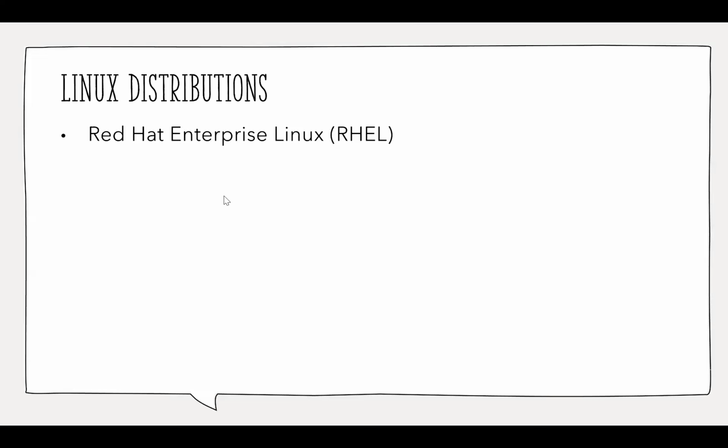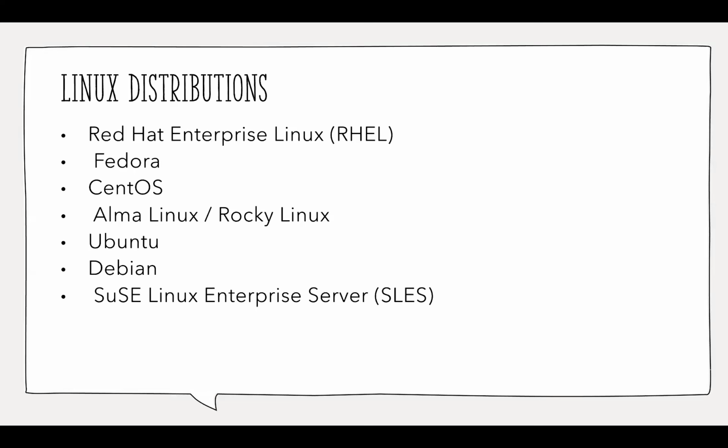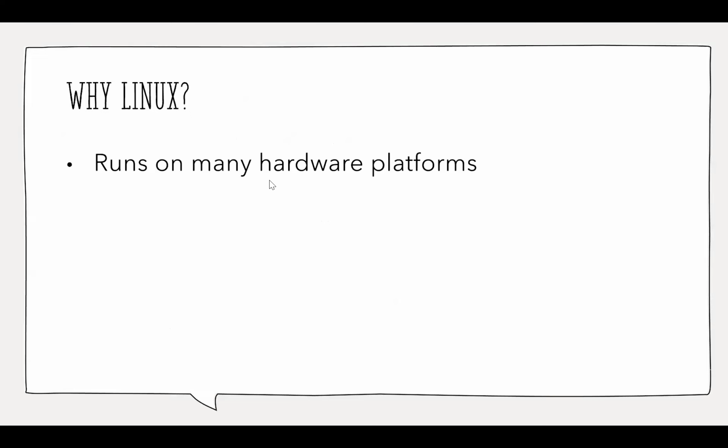Here, the most popular distributions are Red Hat Enterprise Linux, Fedora, CentOS, Alma Linux and Rocky Linux, Ubuntu, Debian, SUSE Linux Enterprise Server, which is less common, and OpenSUSE. These are a few of the most popular distributions which are in track. Cool. Now let's see some of the reasons why Linux has been used.